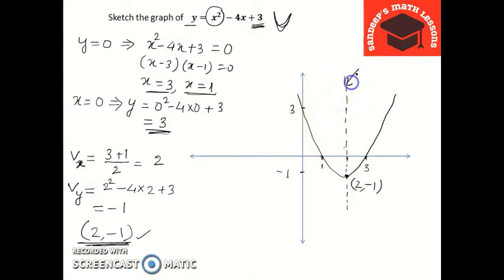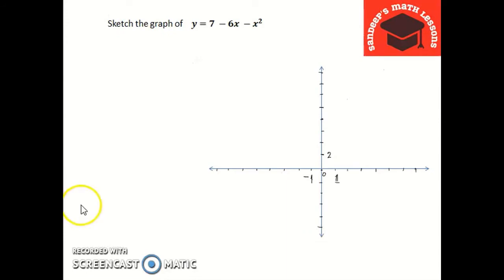This line is called the axis of symmetry. And what is the equation of this line? Since it is passing through x equals 2, its equation will be x equals 2. I hope this example is clear. Let us go to the next example.